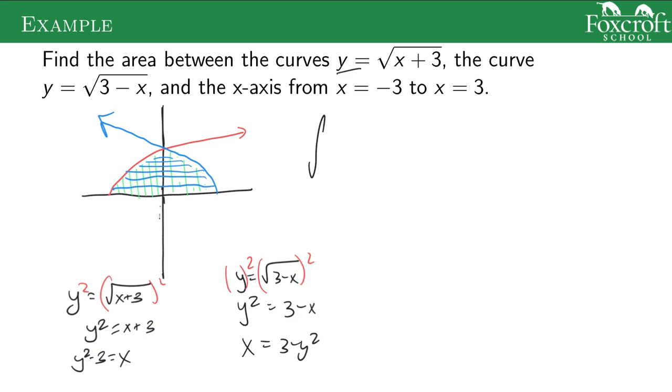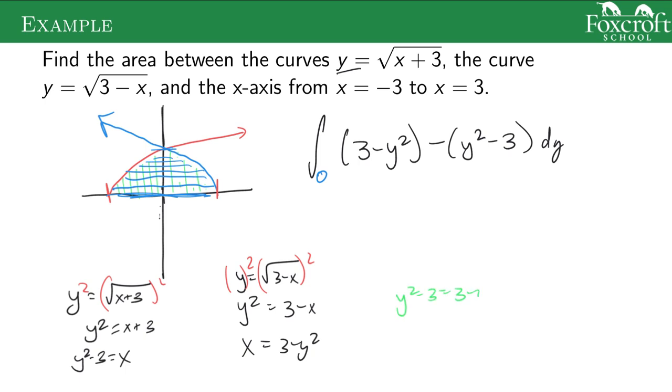All right, so now my right function, the blue one, which is the second one I did, is 3 minus y squared. Subtract the left function, which is that red one, which is y squared minus 3. dy. But I can't do it from -3 to 3 because those are the x values. I need to figure out it goes from the y value there to the y value there. The starting y value is definitely 0. The top value is when these things are equal to each other. So what y value are these two things equal to each other? 2y squared equals 6. y squared equals 3, so y is the square root of 3.